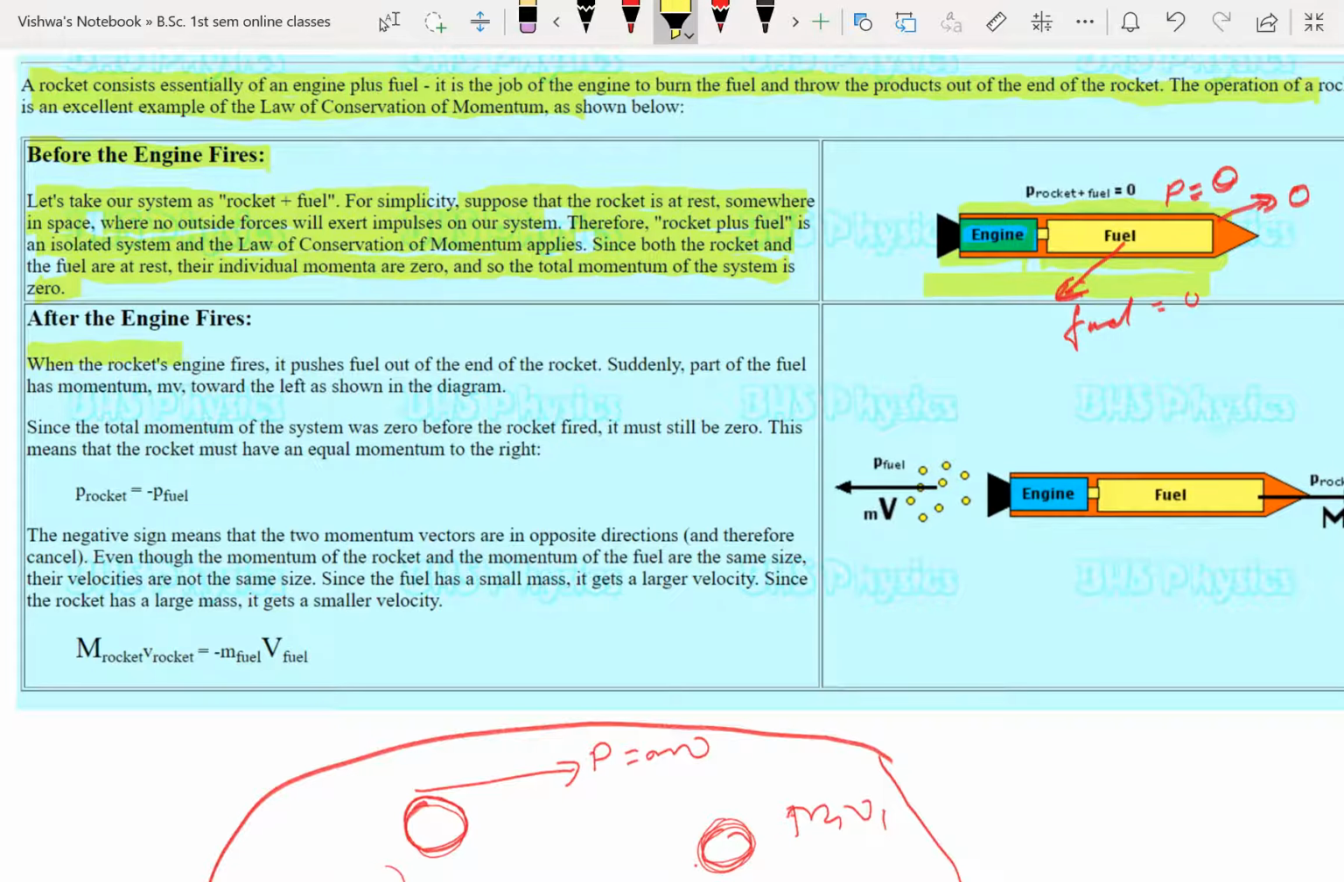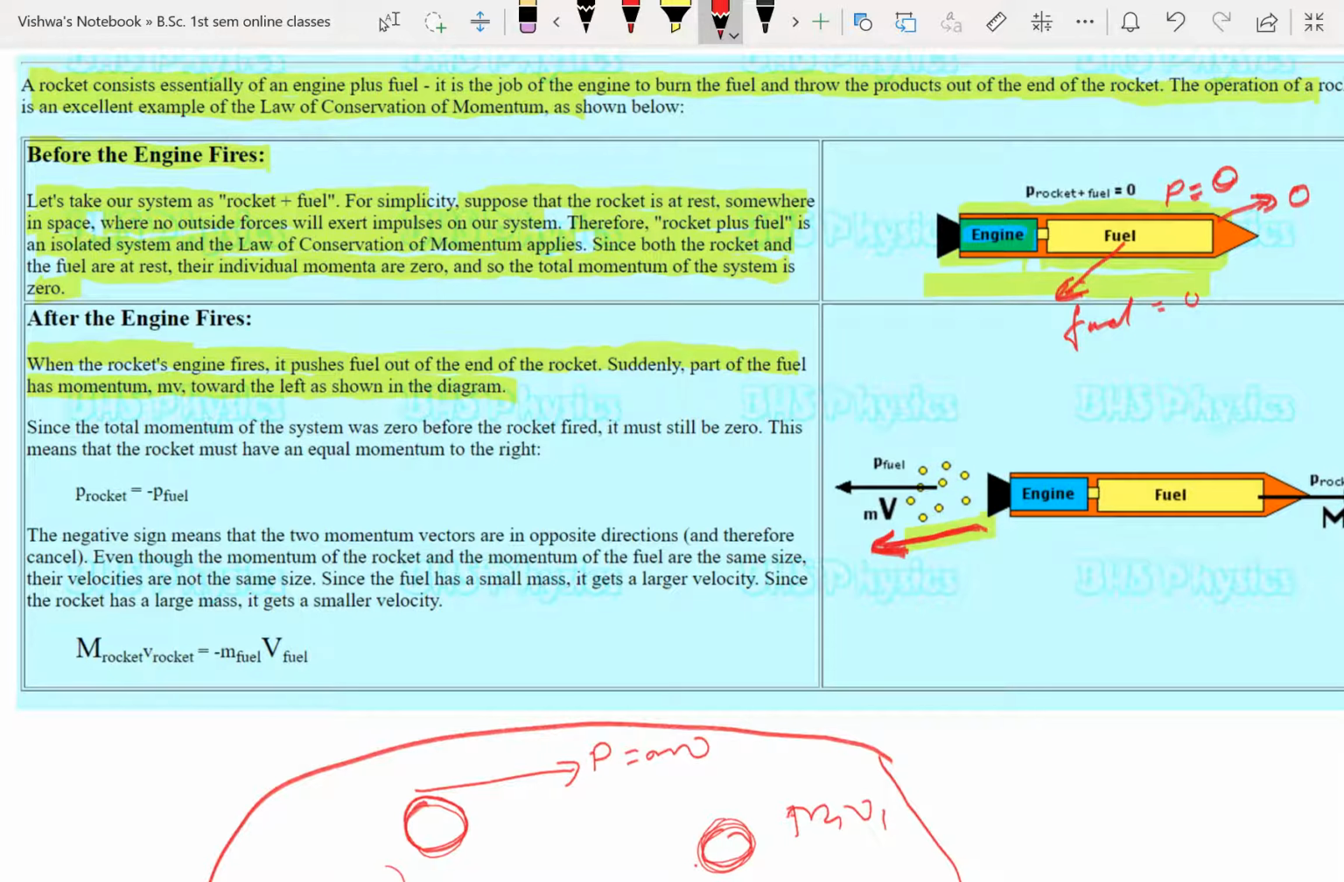When the rocket's engine fires, it pushes fuel out of the end of the rocket. Suddenly part of the fuel has momentum mv towards the left. Now here in the second diagram, when the rocket starts firing, the fuel burns and then it exhausts through the outlet valve. In this direction it starts exhausting the gases. Fuel burns means some amount of fuel is exhausted through this valve and the mass of the rocket decreases now.